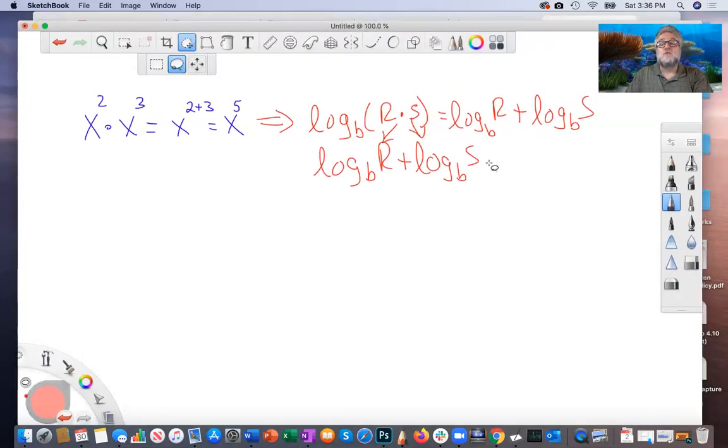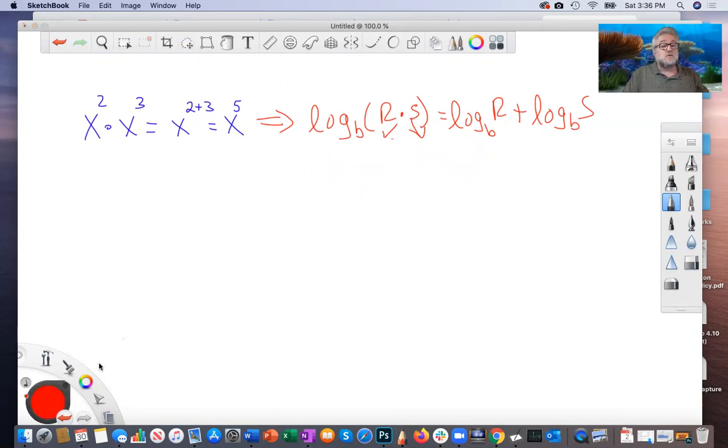So this is referred to as the product rule. We have a quotient rule.